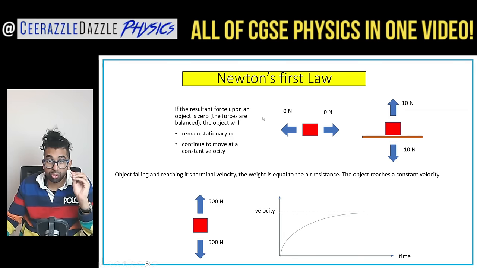Newton's first law. Newton's first law states the following: if the resultant force upon an object is zero, that means that the forces are balanced, and the object will either remain stationary, or move at a constant velocity. So over here, if the two forces are balanced, it's stationary. Up and down are balanced, it's stationary. But we also just looked at when the two forces are balanced and it's still moving. But don't forget, it's moving at a constant velocity. So this is going to be Newton's first law.